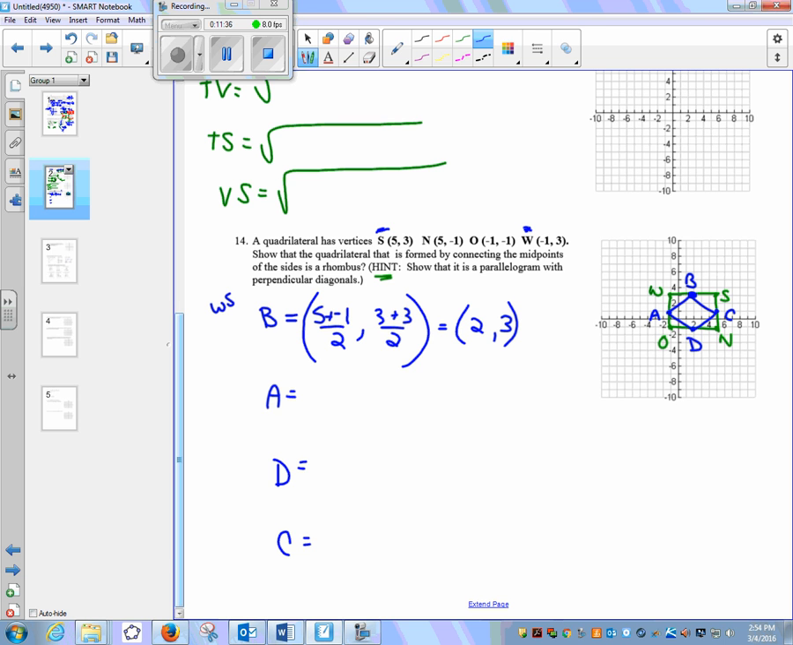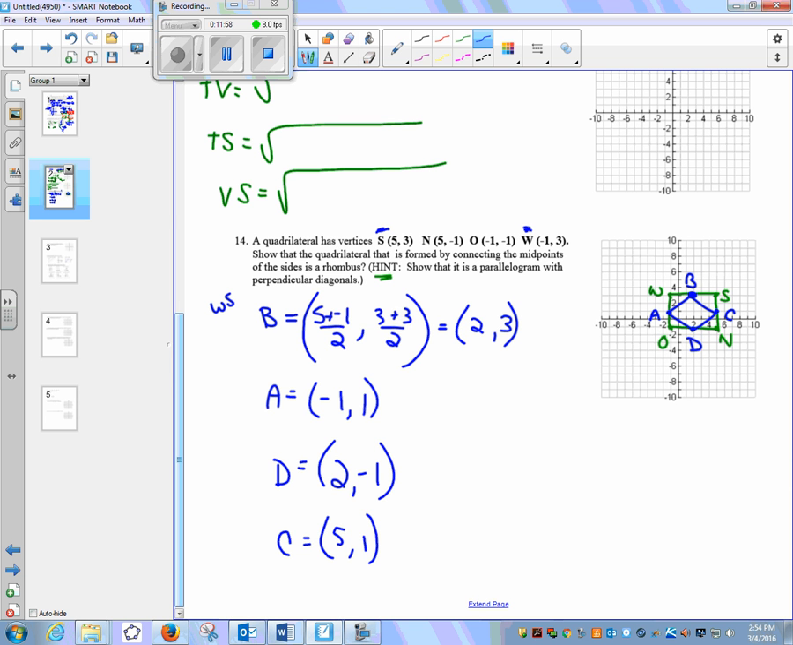We could also, since it's graphed, kind of figure out what these are. A is going to be negative 1, 1. And D is going to be 2, negative 1. And C is going to be 5, 1. We need those coordinates to prove that this is a rhombus.